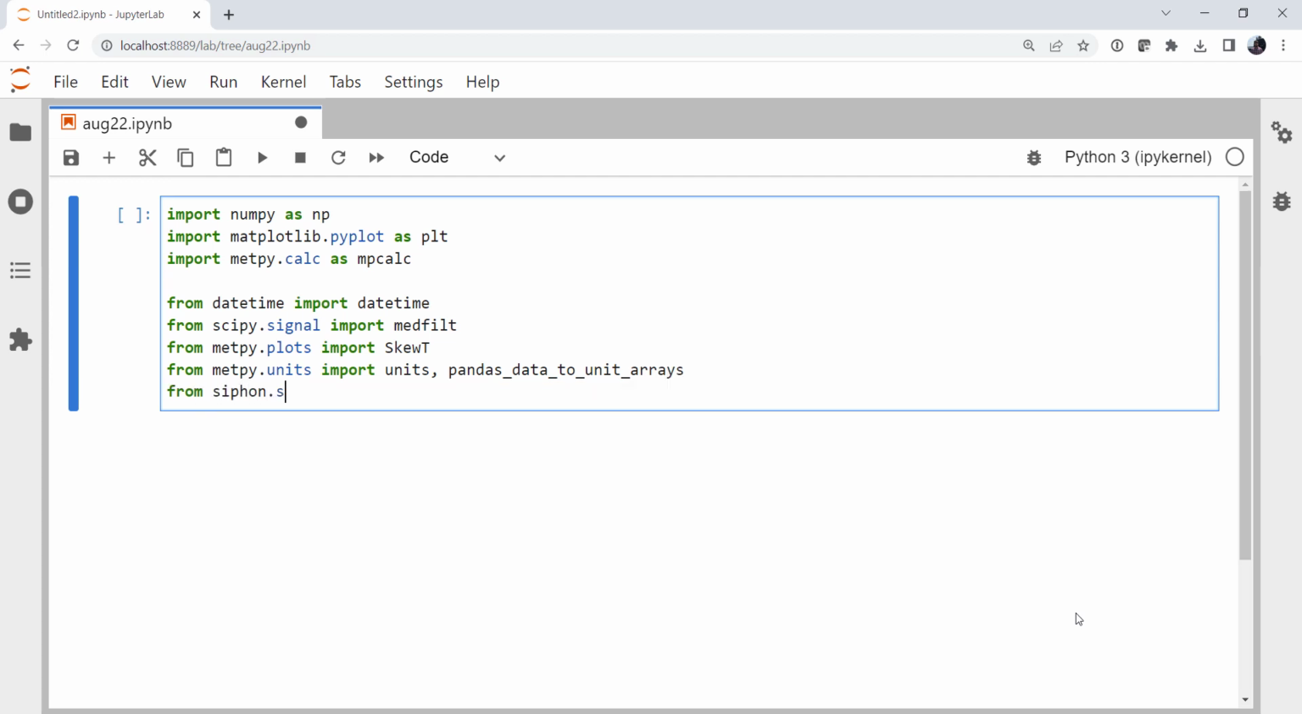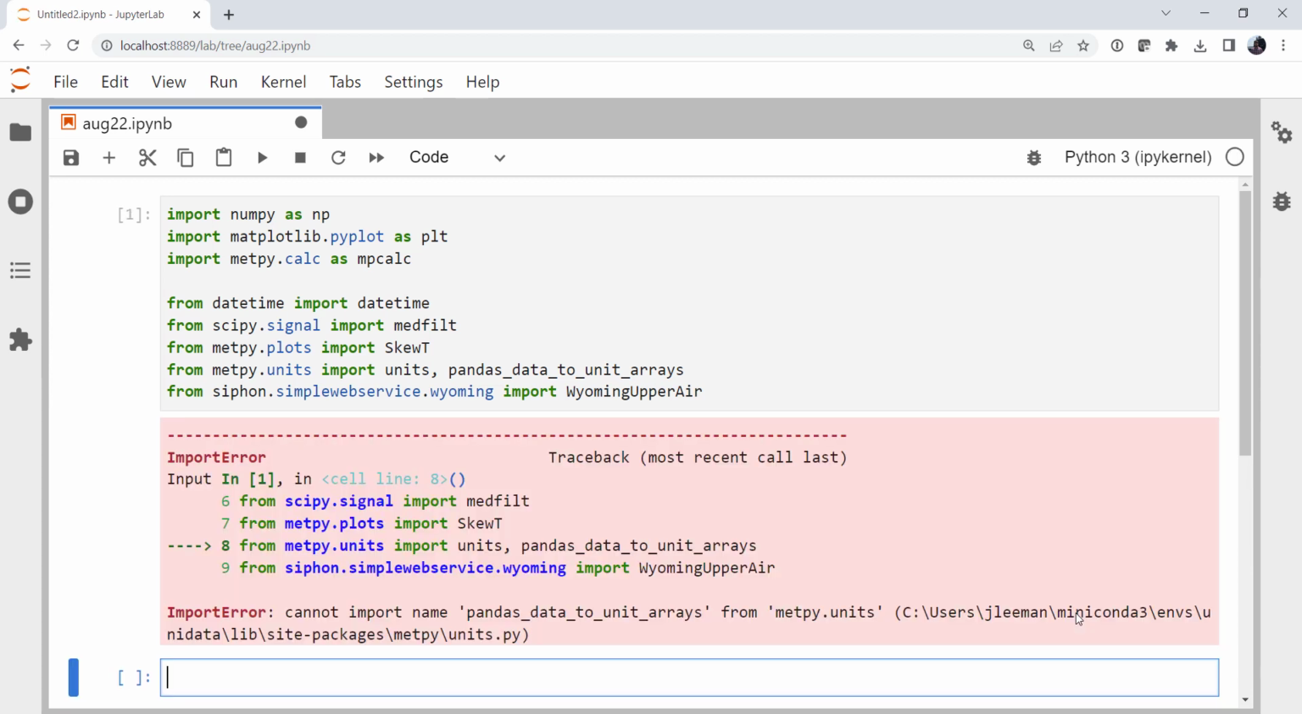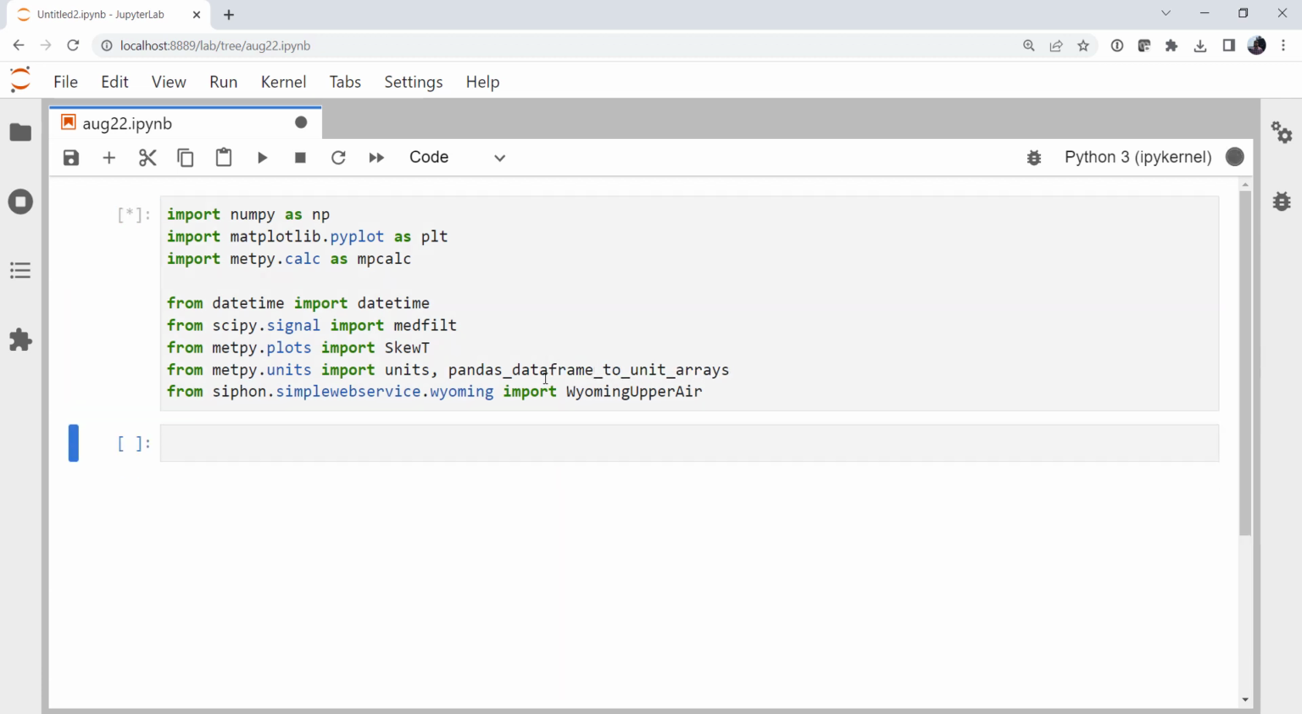And finally, from siphon.simplewebservice.wyoming, I'm going to import the Wyoming upper air object. So quite the list of imports to do this. Oh, and that is pandas_dataframe_to_unit_arrays. There we go.